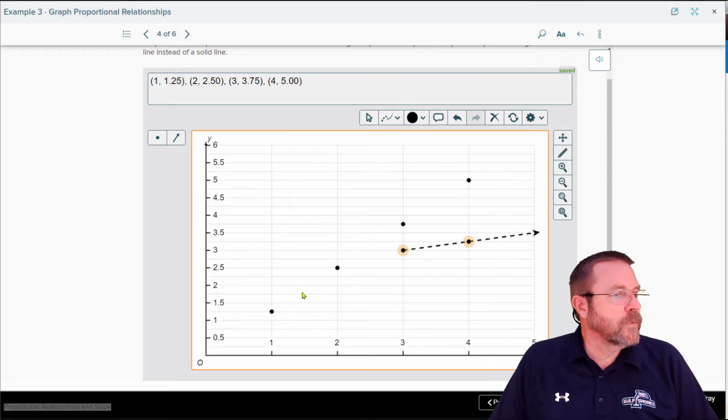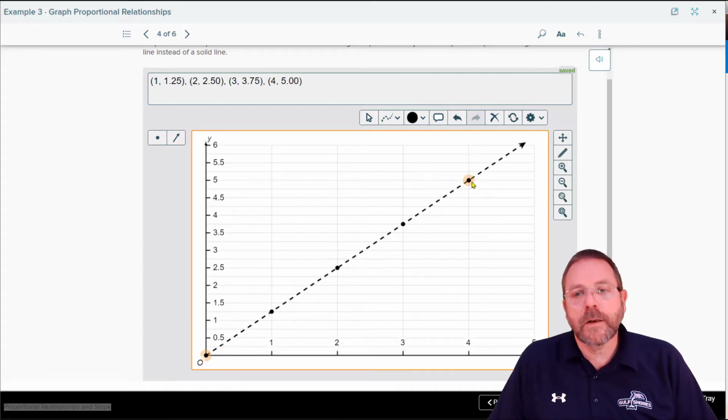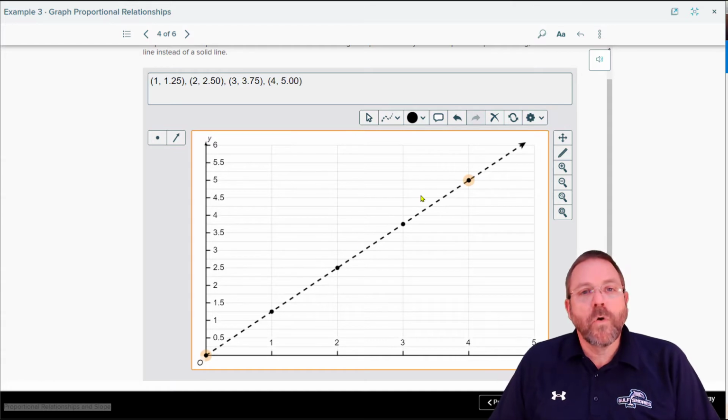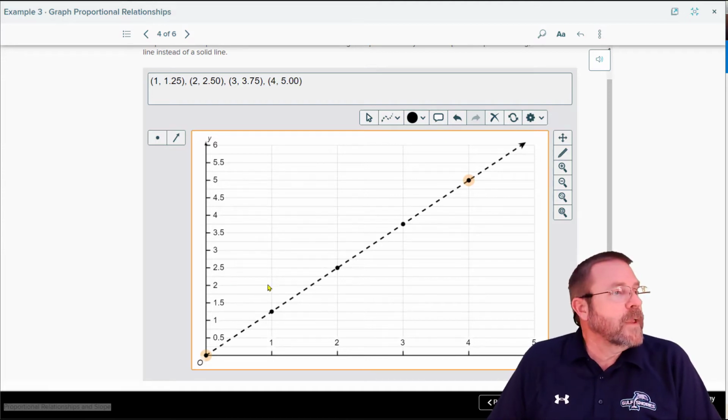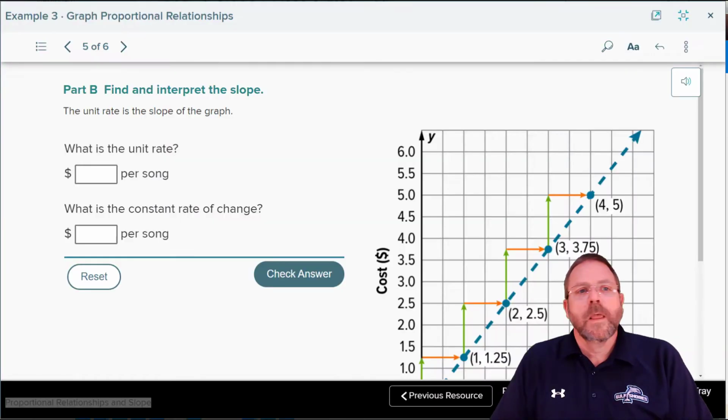You can connect those points with a line. You cannot buy half a song, so it's not going to get a solid line. You're going to get a broken line to indicate that you have to buy whole songs there. And you can see that information created a line. It is a linear relationship, so we have a constant rate of change, also known as a slope.